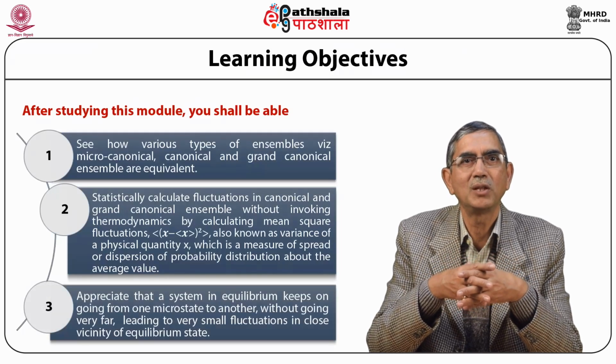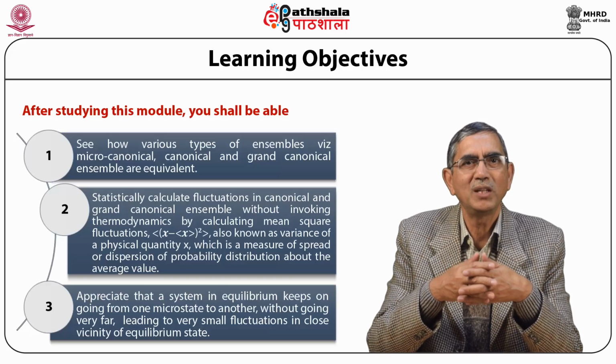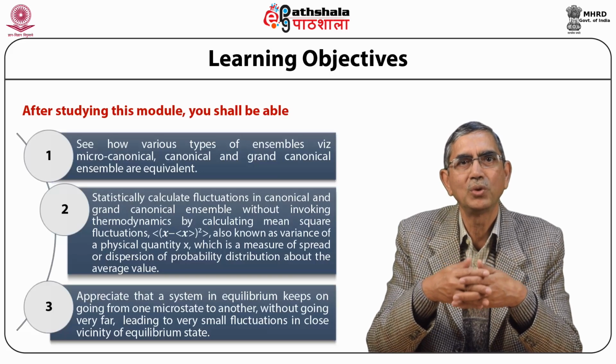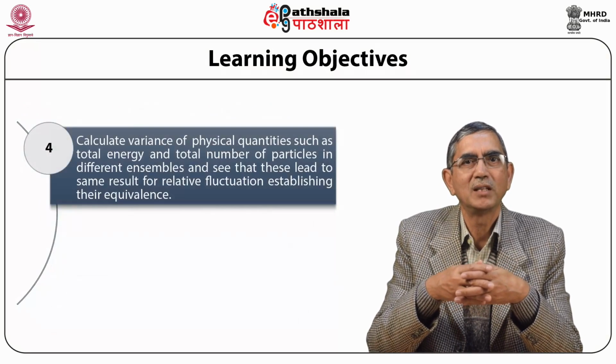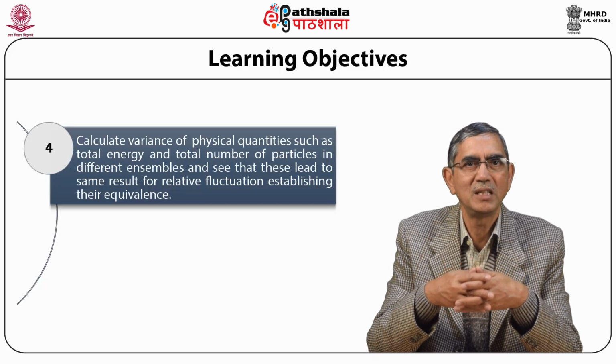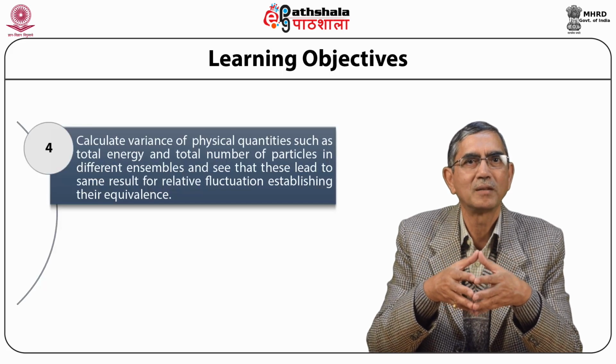Appreciate that a system in equilibrium keeps on going from one microstate to another without going very far, leading to very small fluctuations in close vicinity of equilibrium state. Calculate variance of physical quantities such as total energy and total number of particles in different ensembles and see that these lead to the same result for relative fluctuations, establishing their equivalence.